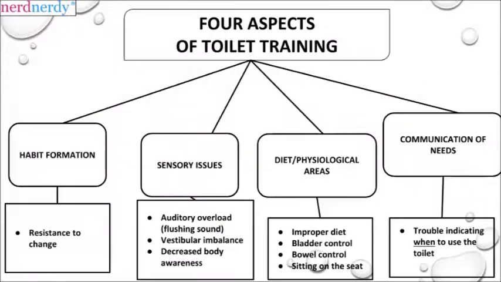The training module would be focusing on 4 aspects of toilet training. First, habit formation, which would help us to understand why the child has a resistance to change. Second, sensory issues such as auditory overload through the flushing sound, vestibular imbalance, and decreased body awareness. Third, diet and physiological areas such as improper diet, bladder and bowel control, and sitting on the seat. And fourth, communication of needs, that is, whether the child has trouble indicating when to use the toilet.